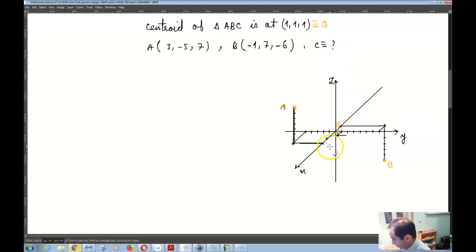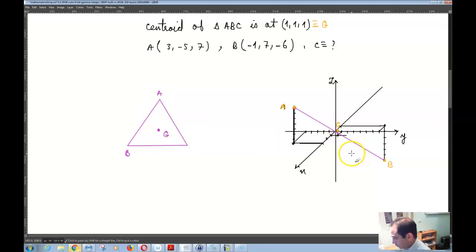These two sides have to be connected, but it seems to be a rather weird triangle. Of course we are looking at this in 3D, meaning that this point is back there and this point is over here. So suppose that your triangle is something like this, this is A and this is B, and somewhere over here is your centroid G.